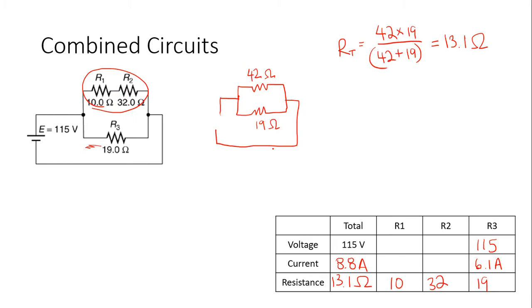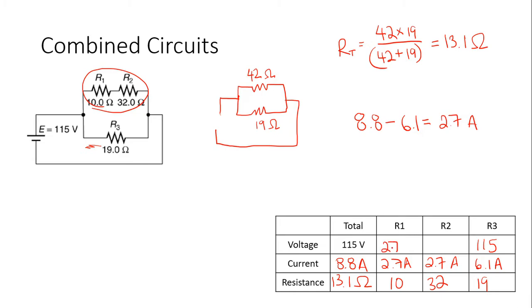How many amps went up here? Well, that's just subtraction. 8.8 total current. Subtract 6.1 that went into the R3 branch, and that should leave you with 2.7 amps. Now, R1 and R2 are in series, so I know that each one of them gets 2.7 amps. And then the math, just multiply.